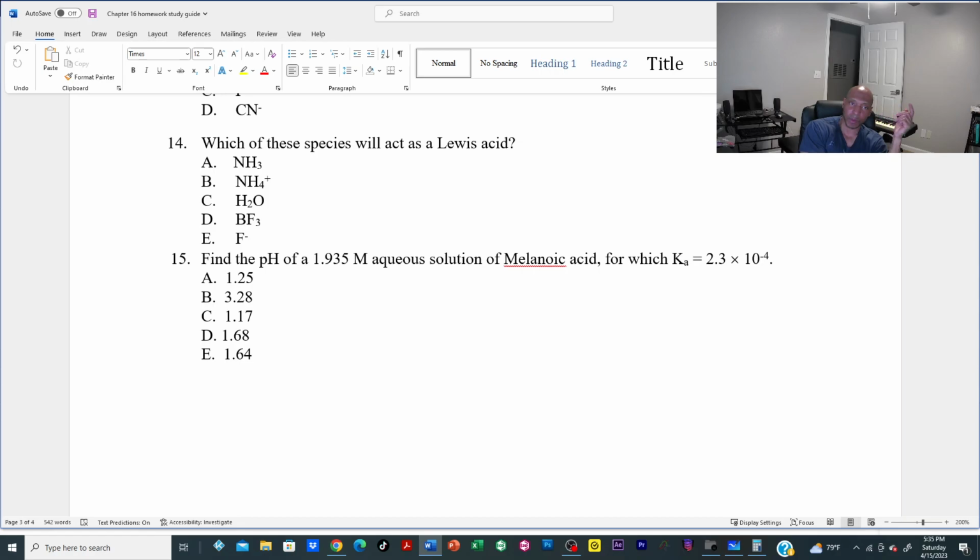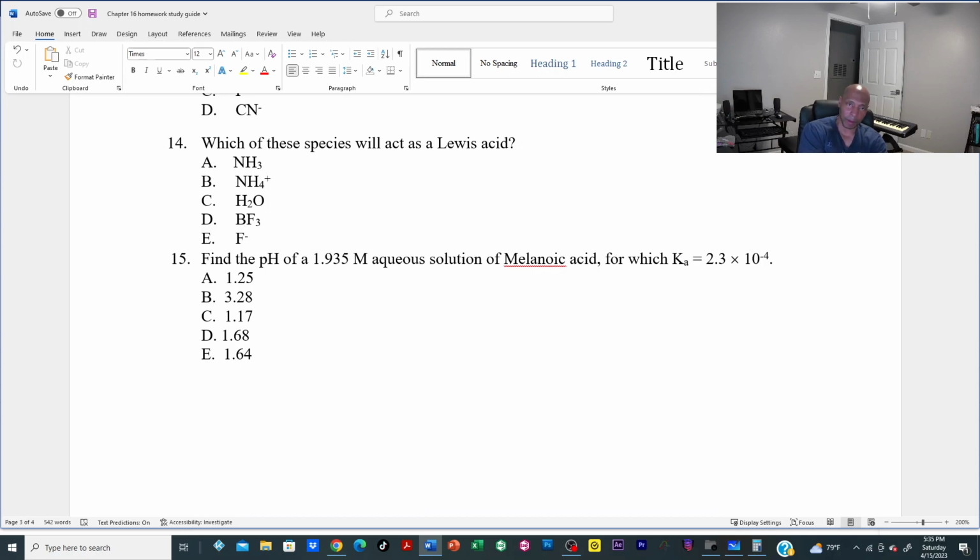Okay, number 14, which of these species will act as a Lewis acid? Remember, a Lewis acid has an empty orbital. That's what makes it a Lewis acid. Remember, Lewis acids accept electrons, and Lewis bases donate electrons. We talked about a coordinate covalent bond or dative bond. The only difference between them and a regular covalent bond is the coordinate.